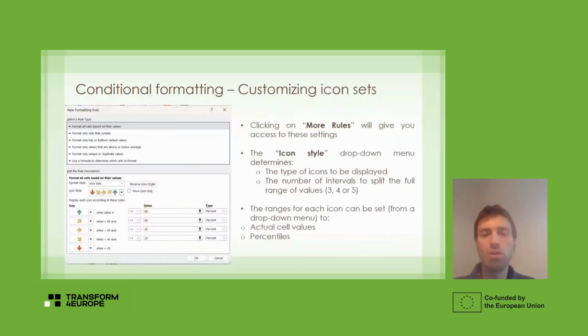Okay, so how can we define that? Well, we simply need to click on more rules to actually change the criteria for conditional formatting. So in this case, I have selected the arrow icon set. From the icon style drop-down menu, I can change it and get to the mini pie charts or flags or symbols or whatever. And each icon, as you can see, is associated with a given value.